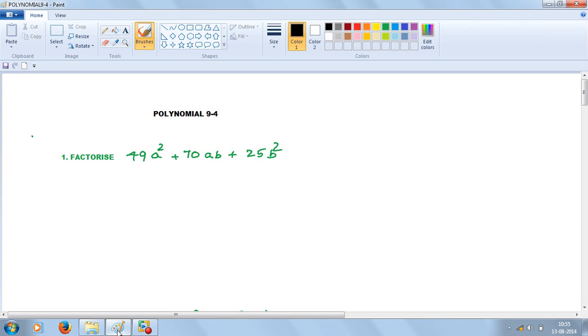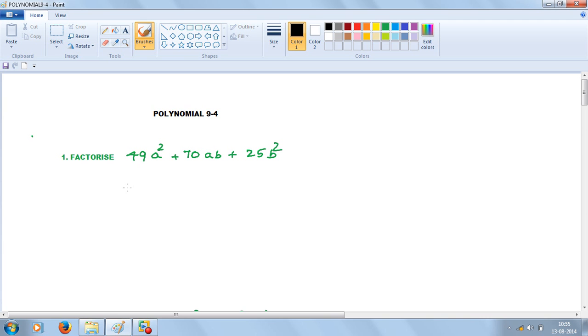Welcome to our next lesson in polynomials. So we will see some more factorization. We will try to factorize 49a square plus 70ab plus 25b square.